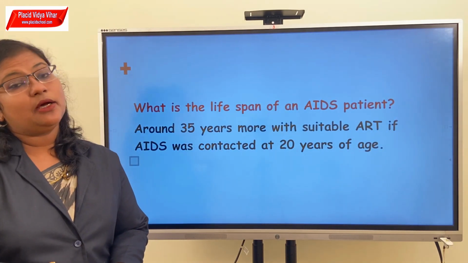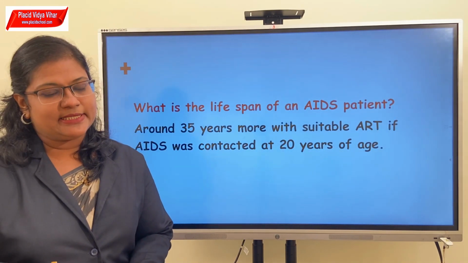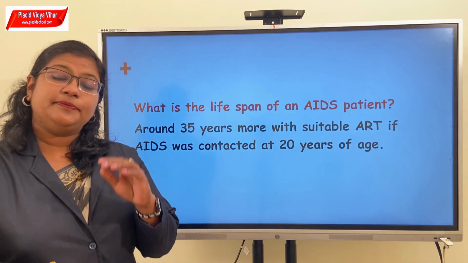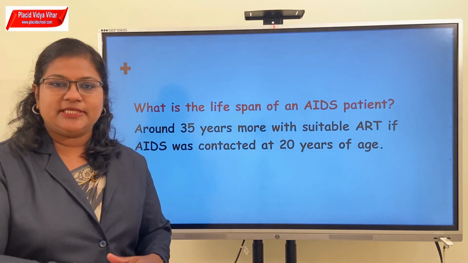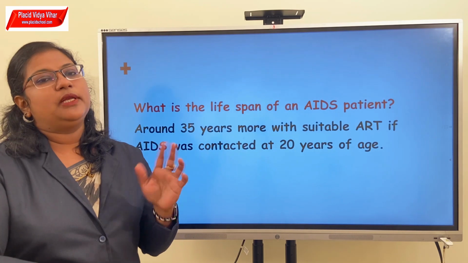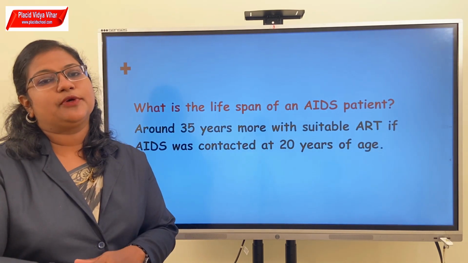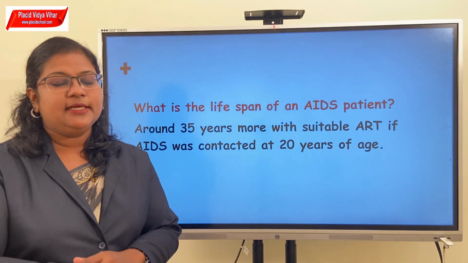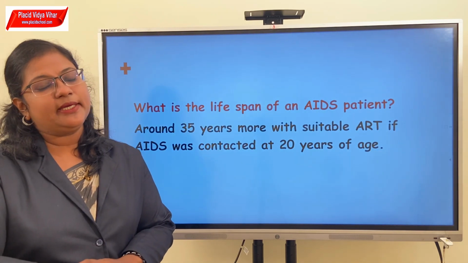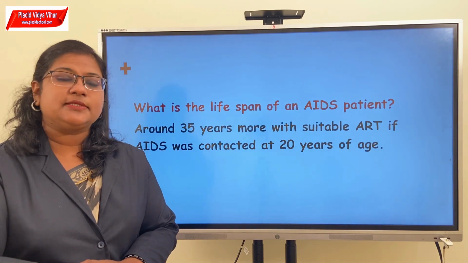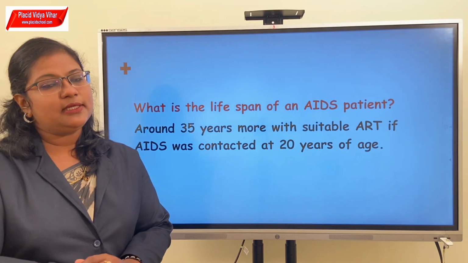Another common question is how long a person might survive with AIDS. Average estimate says that if a person is infected with AIDS, say by 20 years of age, that person will continue a healthy life with AIDS for about 35 more years. That is the average calculation given by WHO, if the person is on suitable antiretroviral therapy.